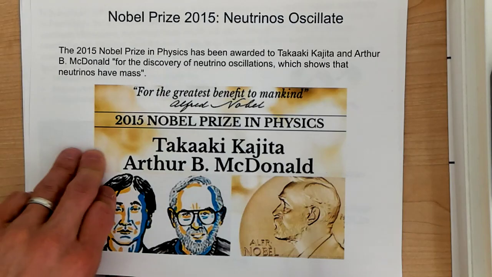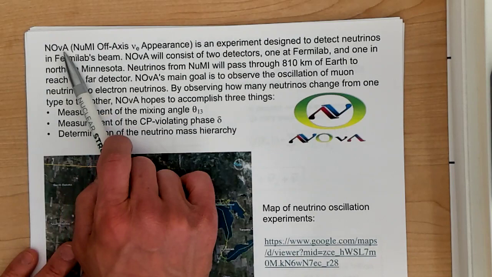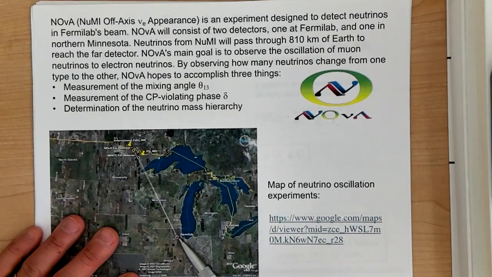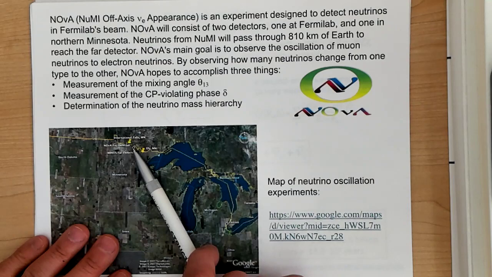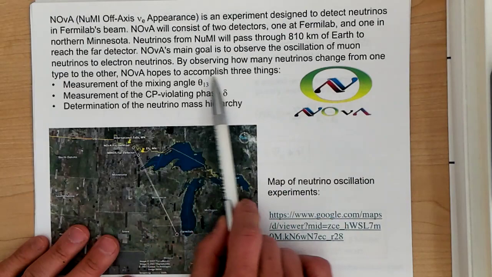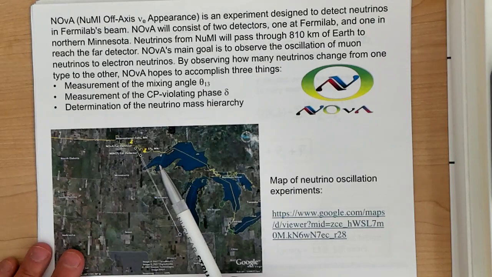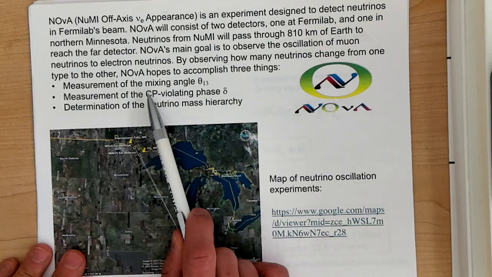So the NOvA experiment, the NuMI Off-axis electron neutrino Appearance experiment, is designed to detect neutrinos from Fermilab. So here's Fermilab, just outside of Chicago. And so we have then a MINOS far detector as well as a NOvA far detector. They'll be looking at these neutrino oscillations. They'll also be trying to measure this theta-13 mixing angle in the PMNS matrix, as well as this phase. There are what are called the charge-parity violating phases.